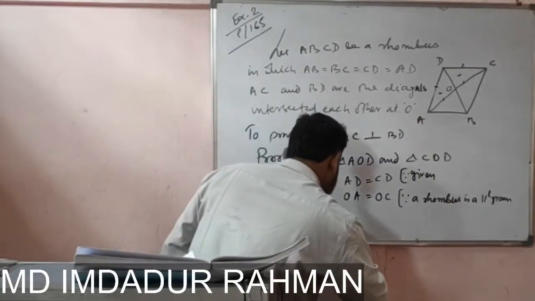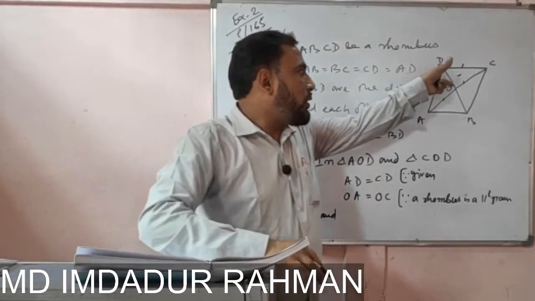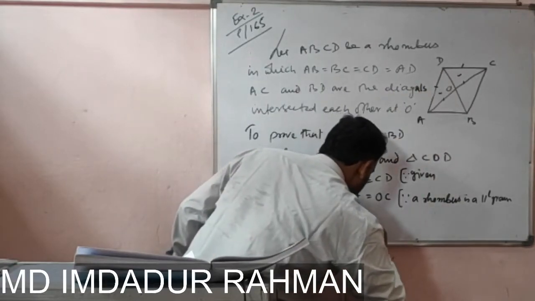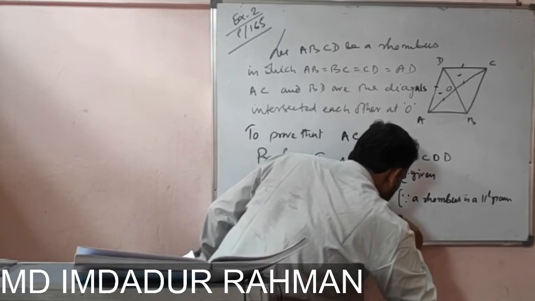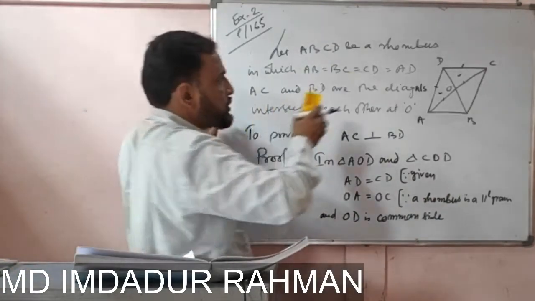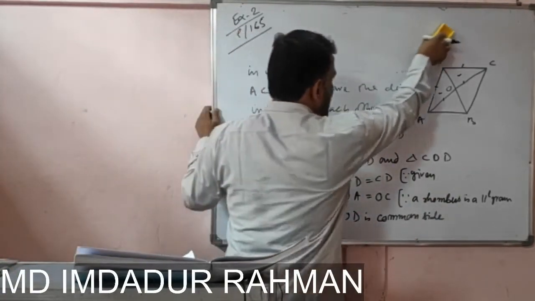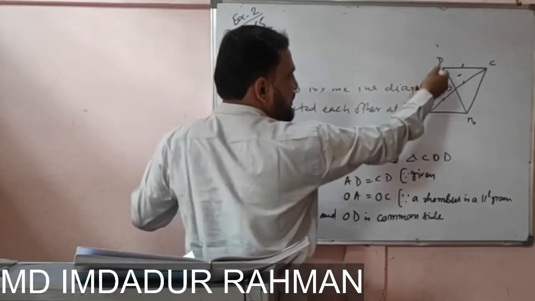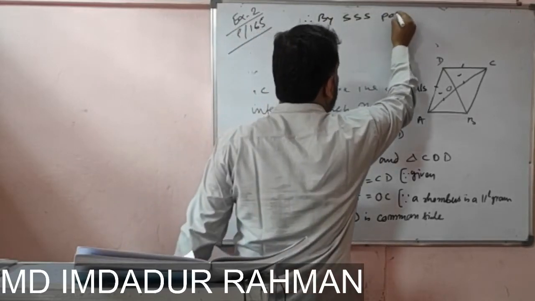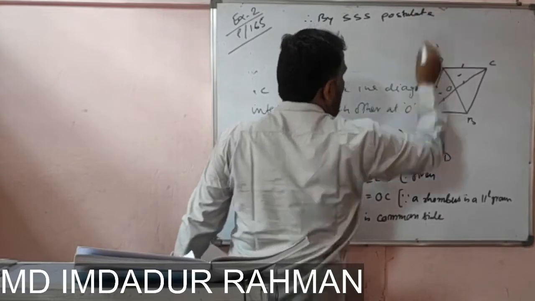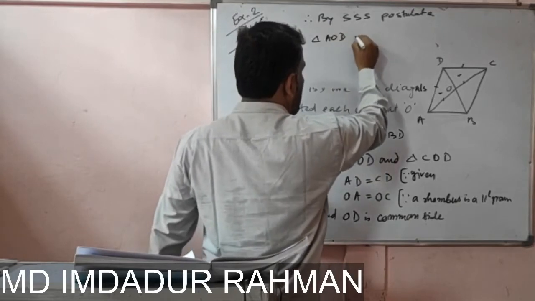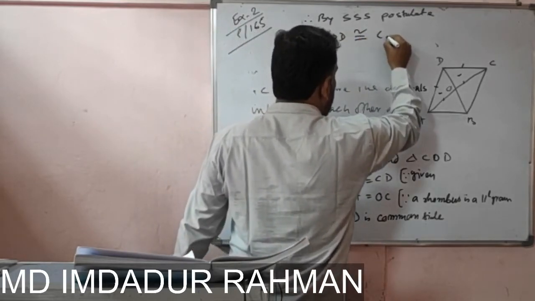And the third part is what? OD. OD is the common side of both triangles. So which postulate are we getting? Side, side, side. Three sides we used, therefore by the SSS postulate, triangle AOD is congruent to triangle COD.